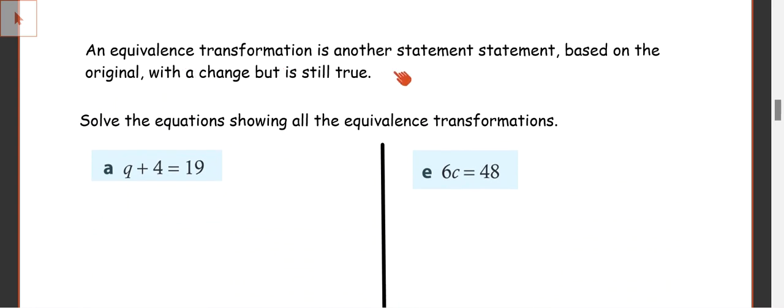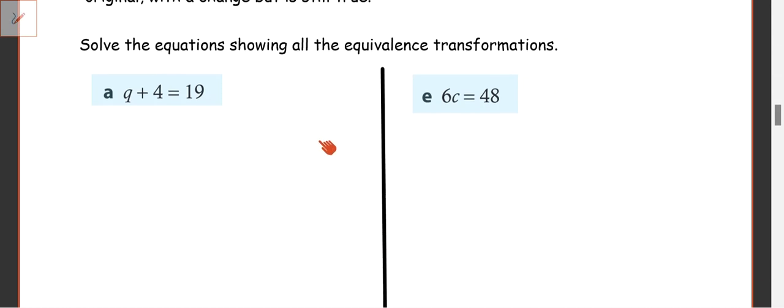An equivalence transformation is another statement. Oh, I should check that. Sorry, that's bad. Always check your work. It's based on the original with a change, but it's still true. Remember I said with that guy's work? Too many lies, things that are not true anymore.